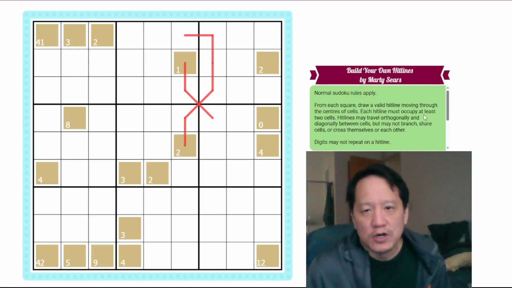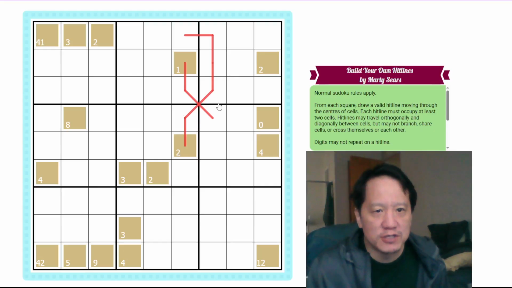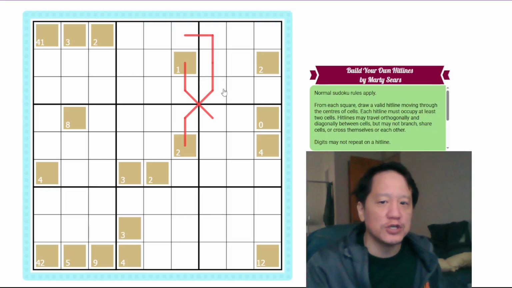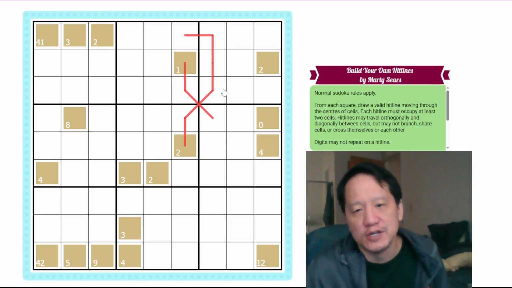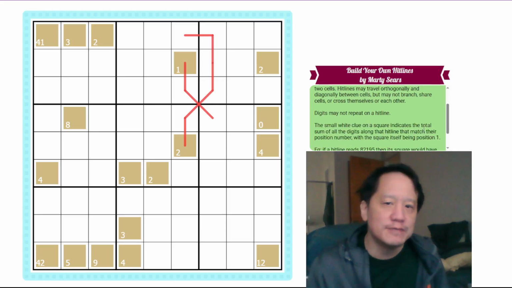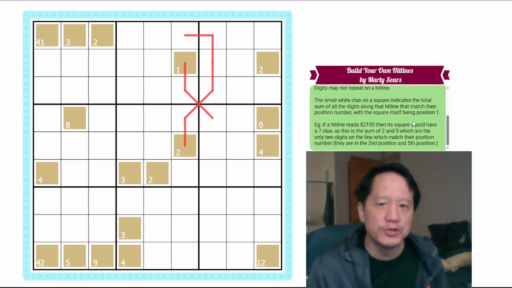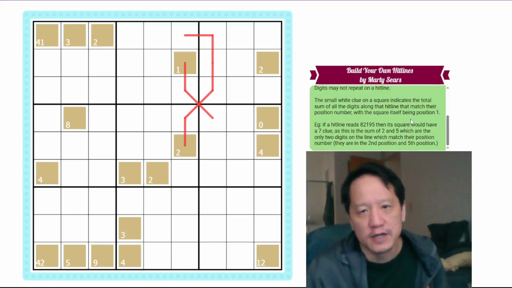So those are examples of where hit lines may travel. Again, you can go orthogonally, which means going horizontally or vertically, or diagonally between cells. But again, you can't branch, you can't share cells, and you cannot cross themselves or another hit line. And digits may not repeat on a hit line. So there are no repeats on a hit line.